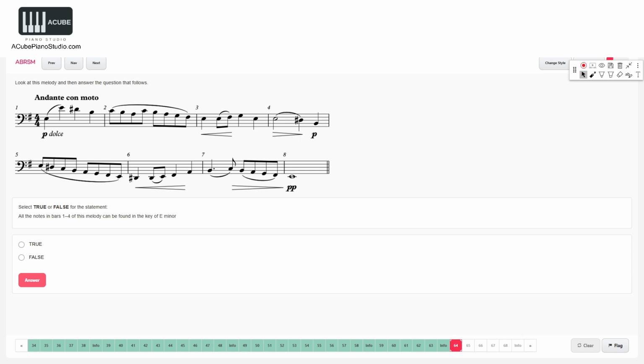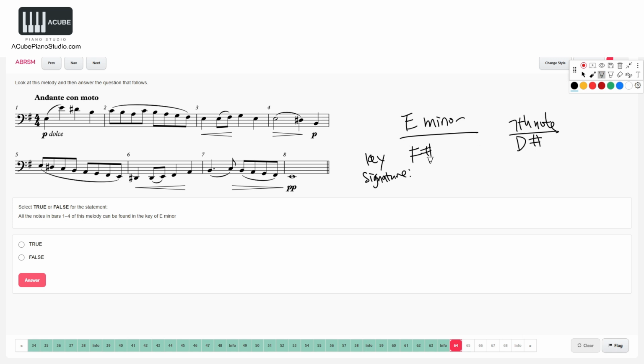Okay, so for this, they say all the notes in bars 1 to 4 of this melody can be found in E minor. So let's look at E minor. What key signature does it have? It has F sharp for the key signature. Then what is the 7th note? D sharp, right? So we'll have F sharp and D sharp. This key signature already has F sharp, so they don't need to put a sharp here.